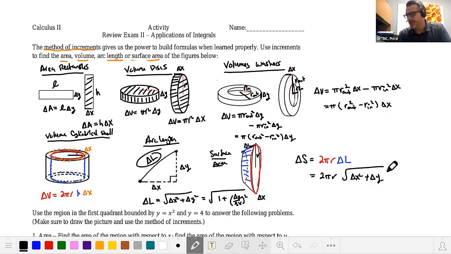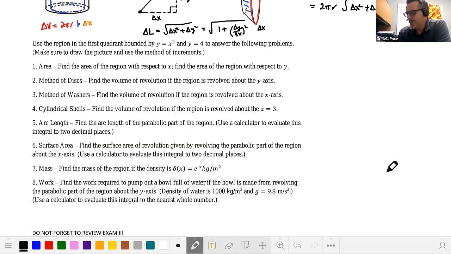All right, so let's come down here. We got a bunch of problems. So the first thing I want to point out is that we are going to use the region in the first quadrant bounded by y equals x squared and y equals 4 to answer all the following problems. But for each one, we're going to make sure we draw a picture and use the method of increments.